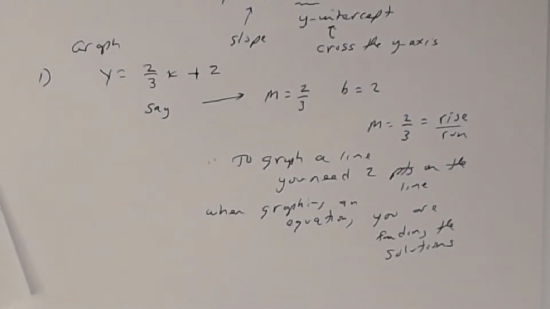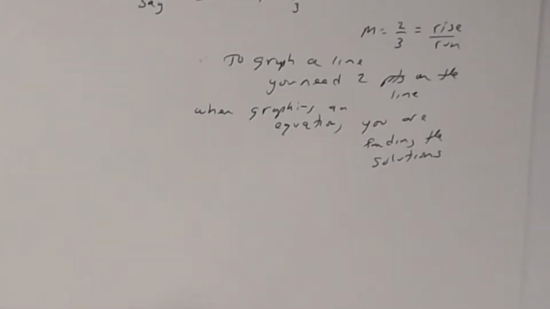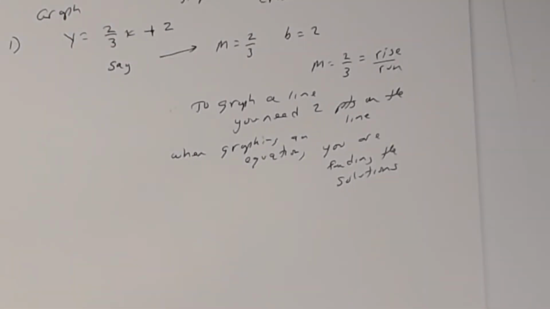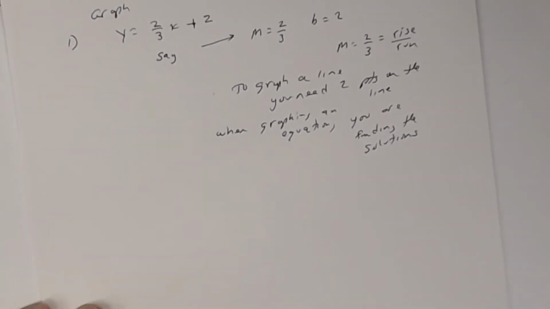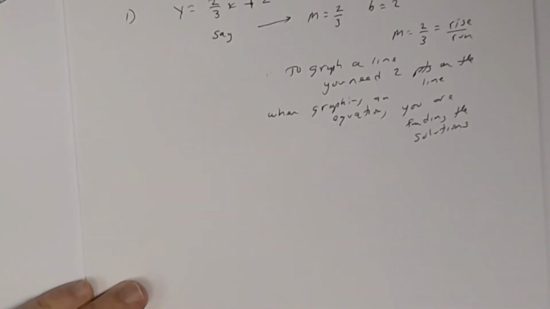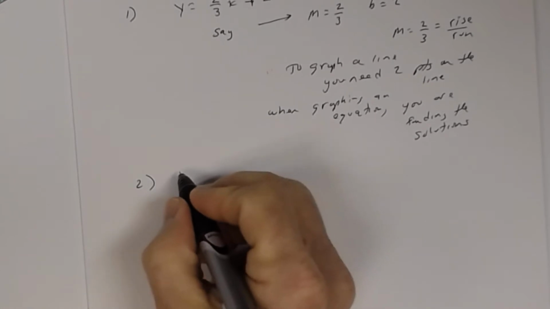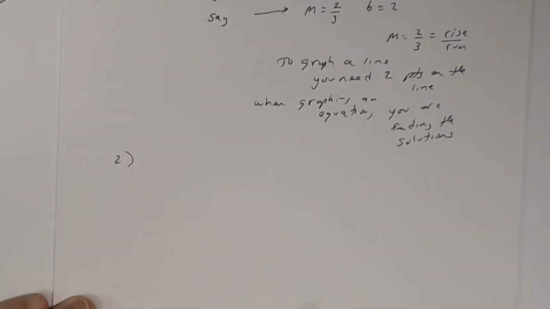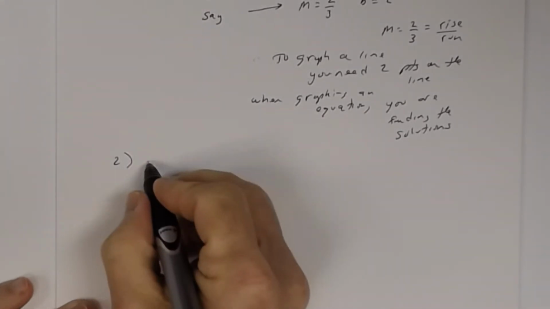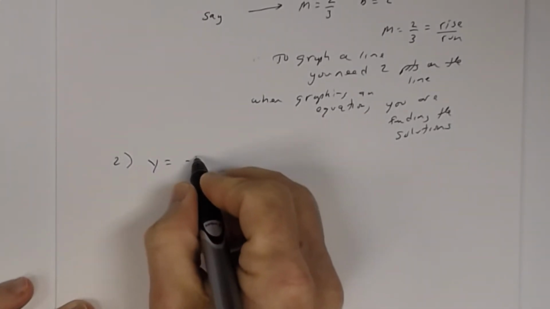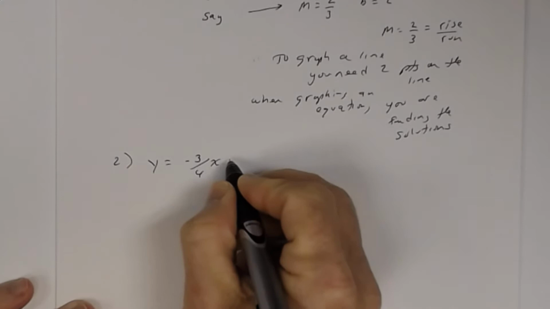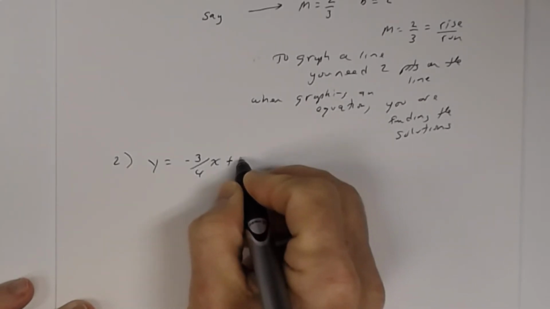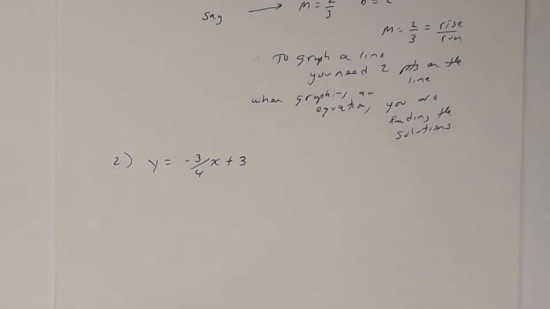So let's look at number 2. So this would be number 2. I'm going to go ahead and make this a little bit smaller. All right, number 2, I'm gonna go ahead and write it in slope-intercept form already. So number 2, we have y equals negative 3/4 x plus, let's say, 3. Negative 3/4 x plus 3.